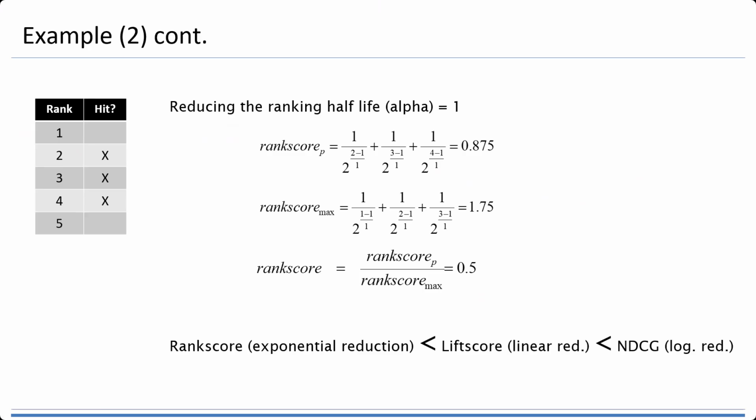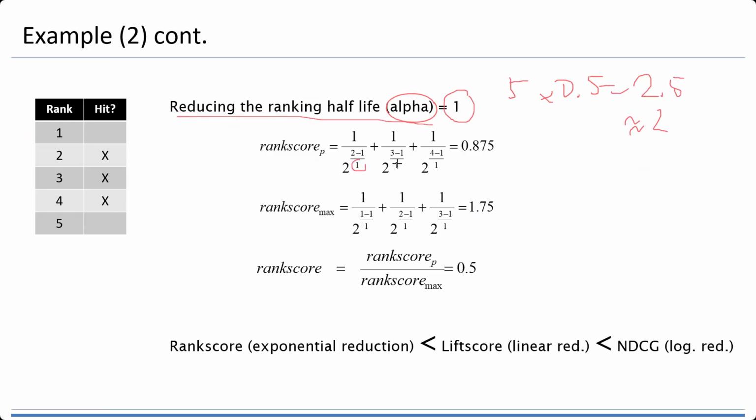Now, this is just an experiment. What if we reduce the ranking half-life, or reduce the alpha? The previous alpha was the number of recommended items multiplied by 0.5. So 5 multiplied by 0.5 is 2.5, and we make it 2 for easy calculation. Now, let's suppose we want to reduce it to 1. What happens?